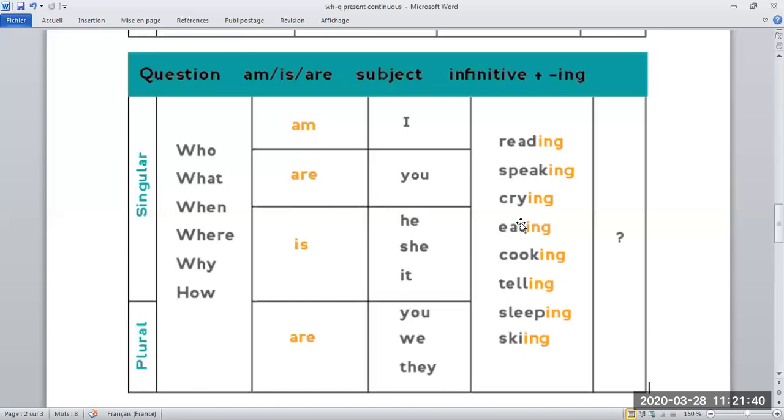For example, eating. الو eating الماكله. الو يمكن نسولو فوقاش كتاكل؟ وممكن نسولو شنو كتاكل؟ اذا we can ask about time.